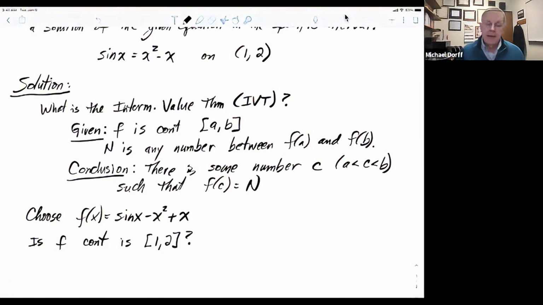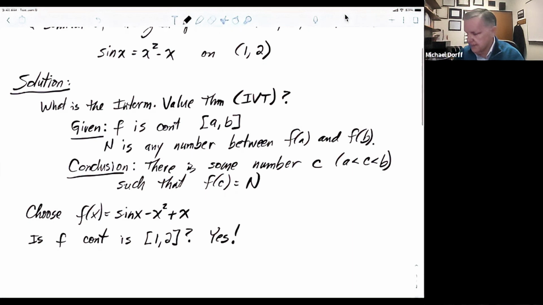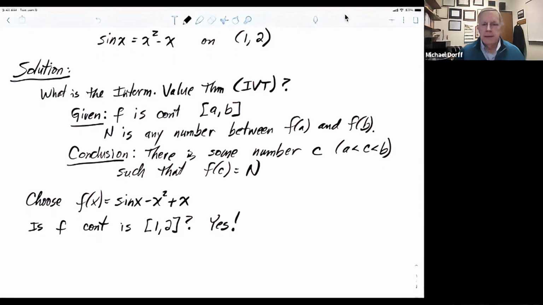Why is it continuous? Because sine x is a continuous function. x squared is continuous, x is continuous. If you add or subtract continuous functions together, you get something that's continuous. So this is yes. All right. If n is any number between f of a and f of b, then the intermediate value theorem says I can find some x value c so that f of c equals n.